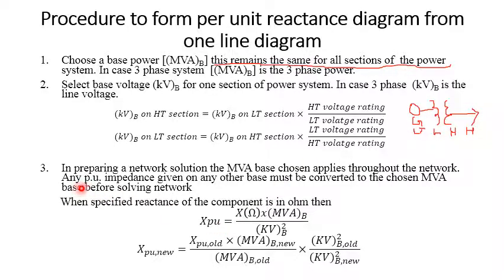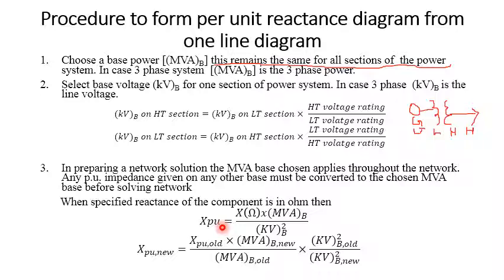Any per unit impedance given on any other base must be converted to the chosen MVA base before solving the network. So this is the meaning of what I gave. The value they have given will not remain the same. In that case, this will help you. This is the MVA value, and this is to calculate the per unit reactance.